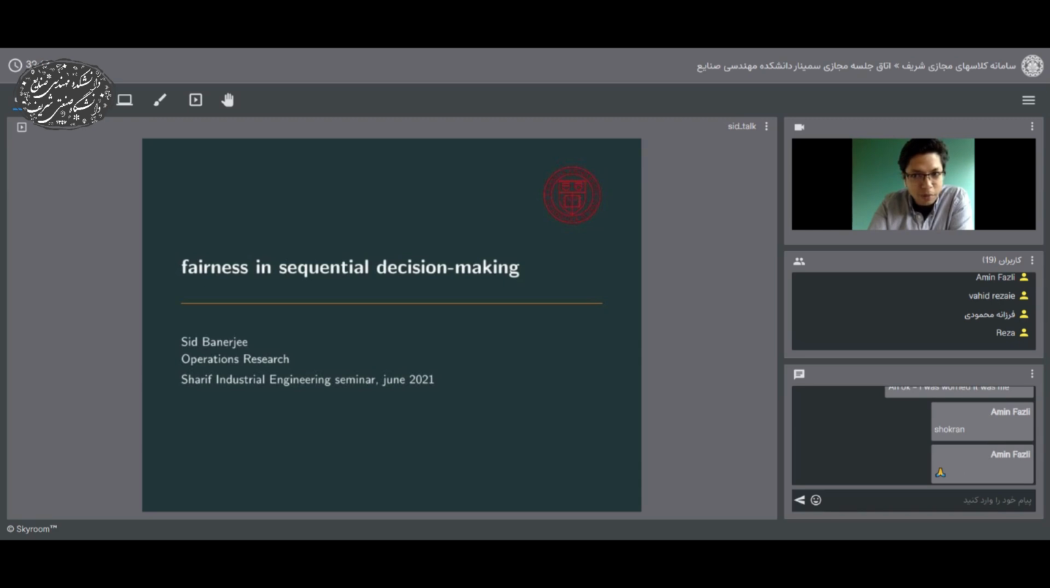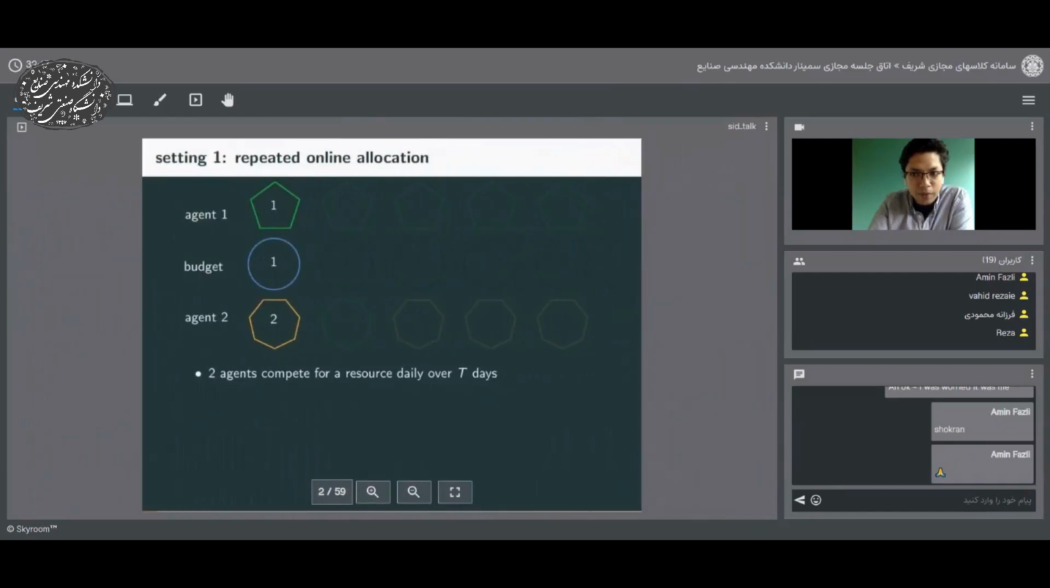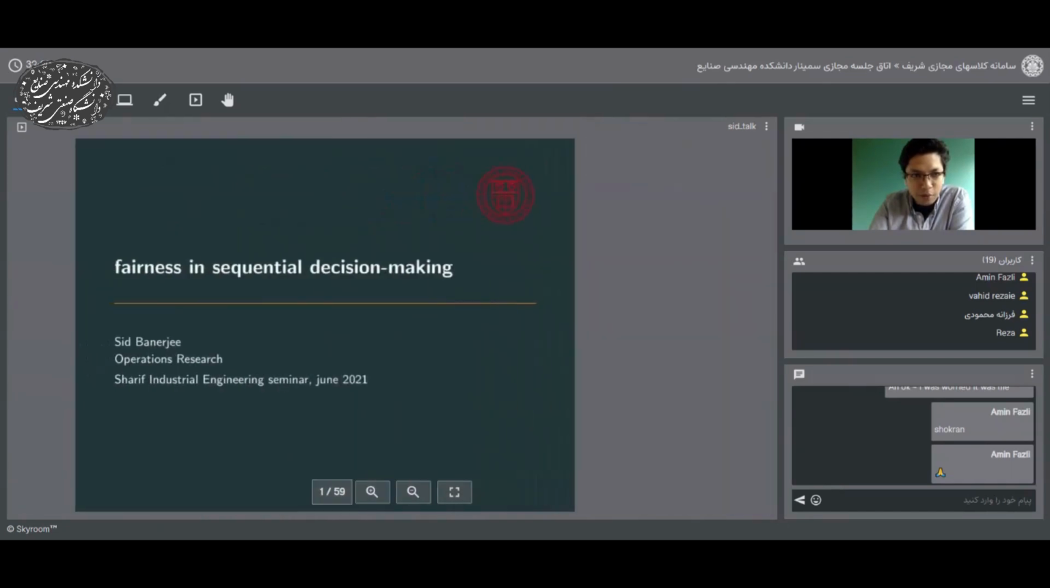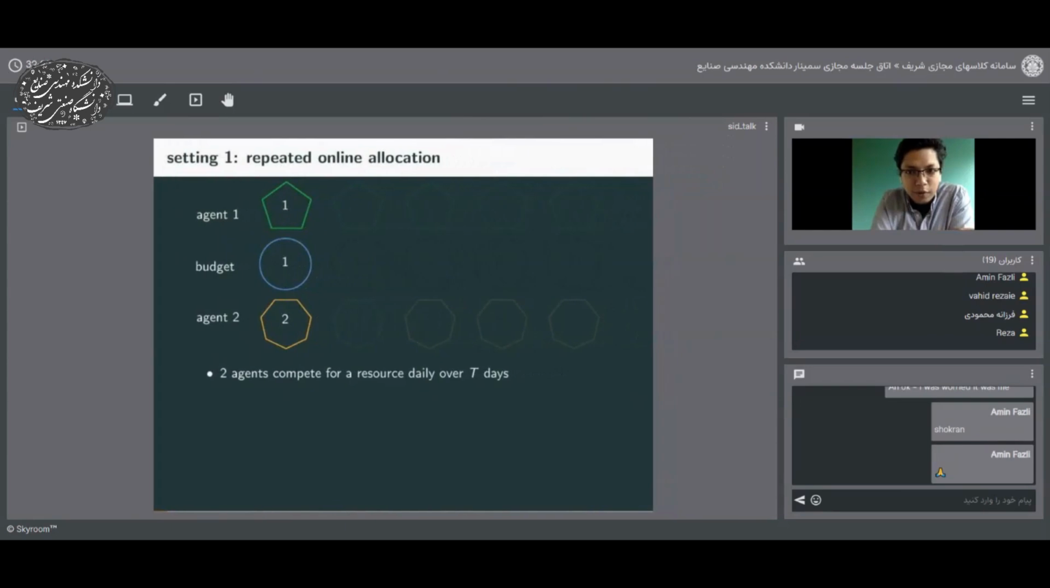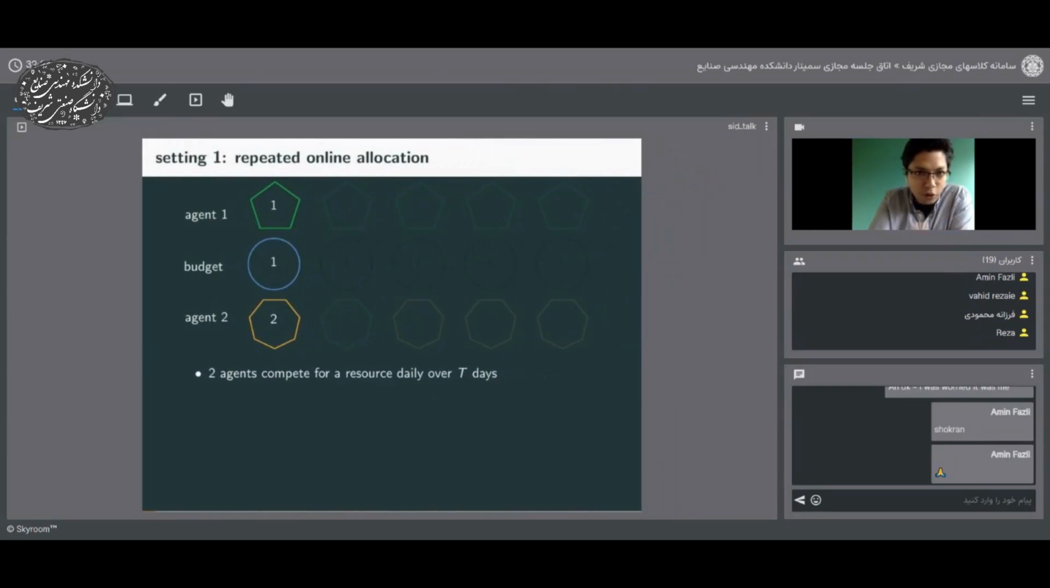All right, so I'm going to go straight in. Okay, perfect. So before I tell you what exactly I'm talking about, let me give you some scenarios where we want to think about these problems. So here's a typical scenario. This is what I'm calling repeated online allocation.